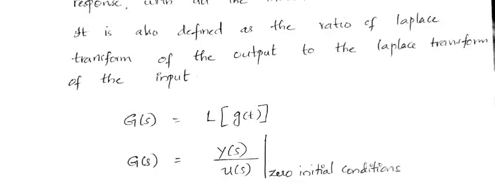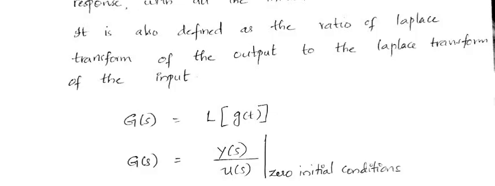Or else, as I told, it can be defined as a ratio of Laplace transform of the output to the Laplace transform of the input with 0 initial conditions. If y is the output, then Laplace transform of output is y of s. And if u is the input, then Laplace transform of u is u of s. So the final transfer function g of s is equal to y of s divided by u of s with 0 initial conditions.